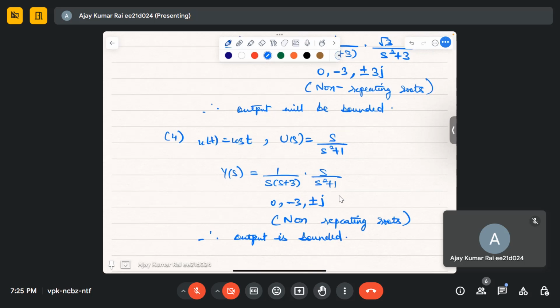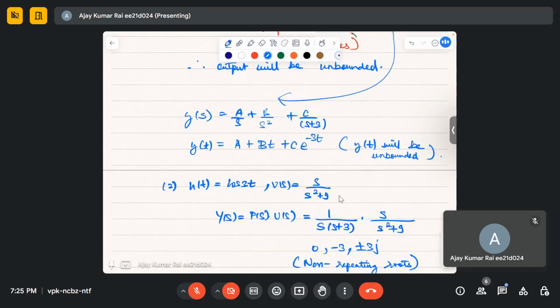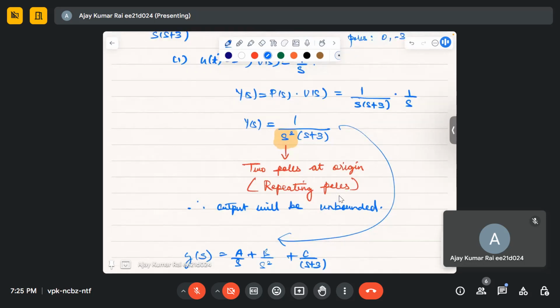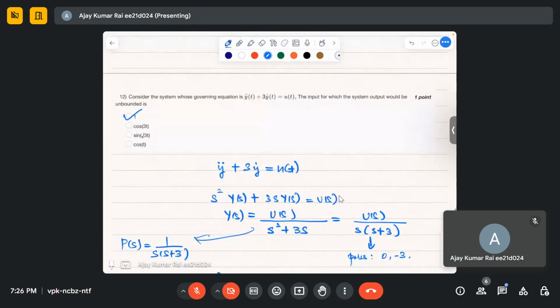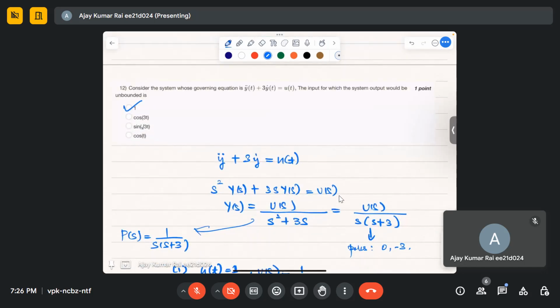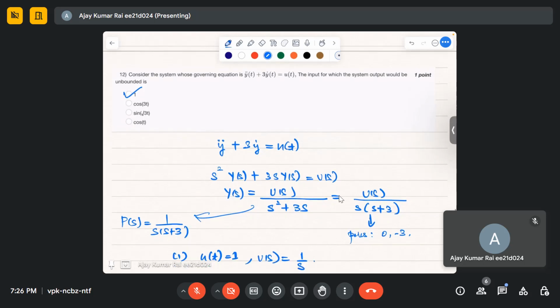Just by seeing whether the roots are repeating or not, we are able to come to a conclusion about whether the system output is bounded or not. In this particular question, only for 1 did we see an s squared in the denominator. Because of this s squared, we concluded that the output is unbounded, and we also checked by finding y(t). So only the first option is correct. Any doubt in this question?